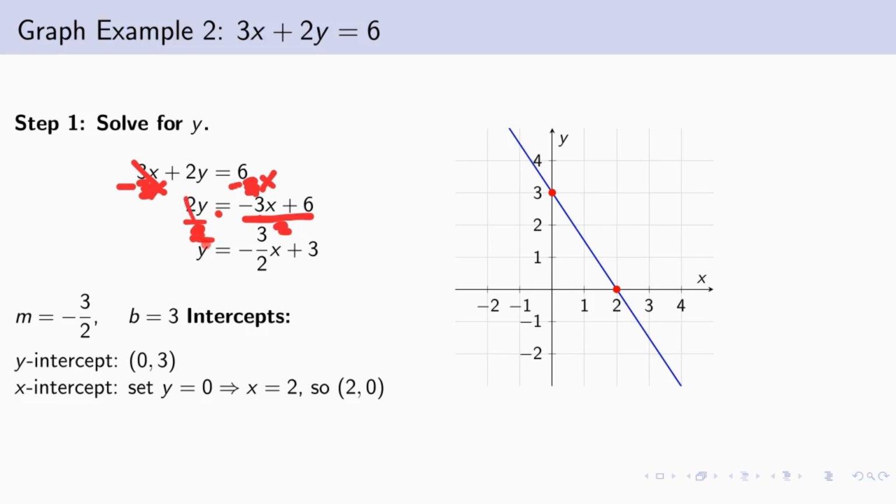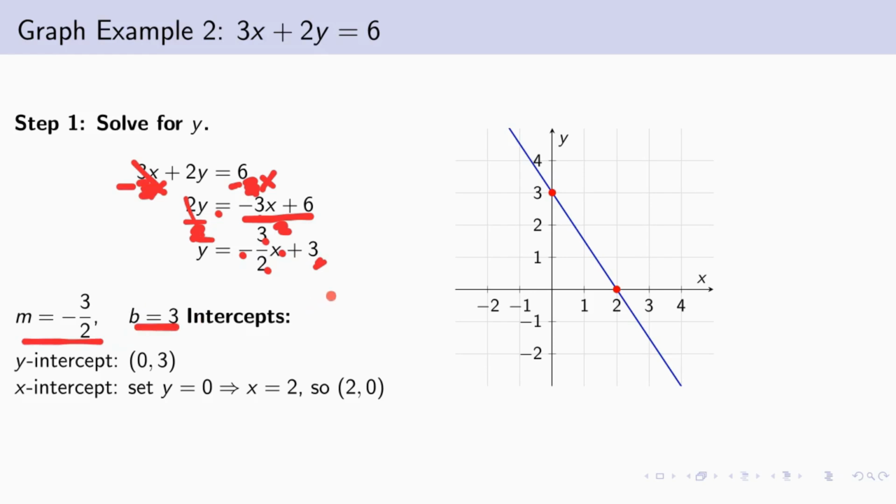Okay, that gives us y is equal to negative 3 over 2x plus 6 over 2, which is 3. That's why it gives us the slope-intercept form y is equal to negative 3 over 2x plus 3. Therefore, m, or the slope, is negative 3 over 2, and b, or the intercept, is equal to 3.